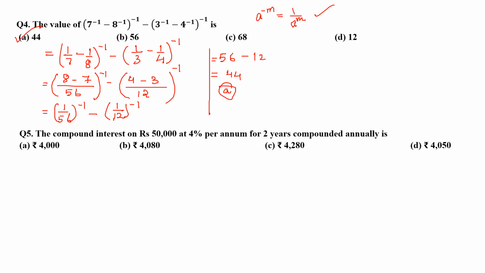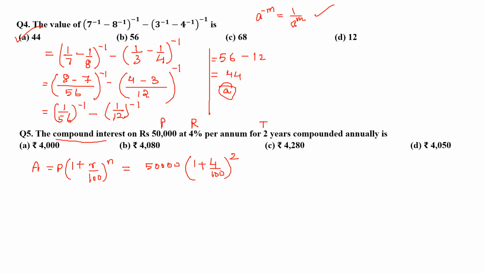The compound interest on rupees 50,000 at 4% per annum for 2 years compounded annually is. You have to find the compound interest where principal is given as 50,000, rate is 4% and time is given as 2 years. So to find the compound interest, first you have to find the amount and the formula is P into 1 plus R by 100 whole N, where R is rate, N is time. Now put all the values. So it is 50,000 into 1 plus 4 by 100 whole square.